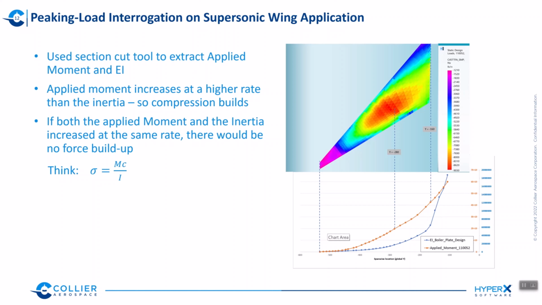What the engineers were seeing in this wing were peaking stress loads in the middle of the wing rather than at the root, which is obviously something that they didn't expect.